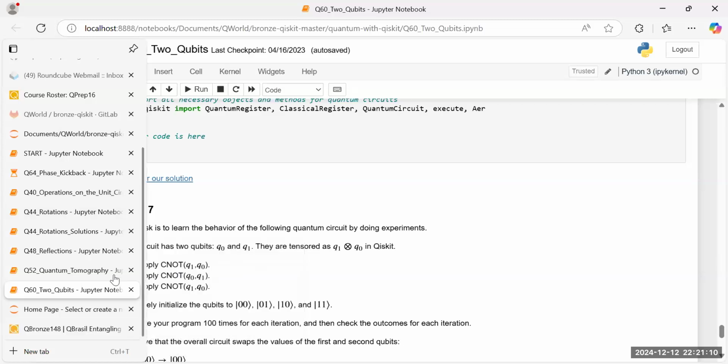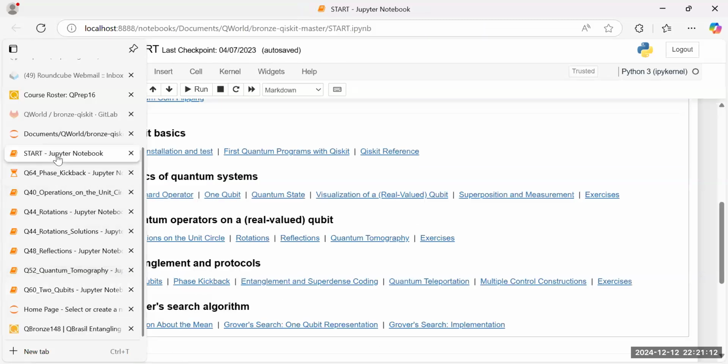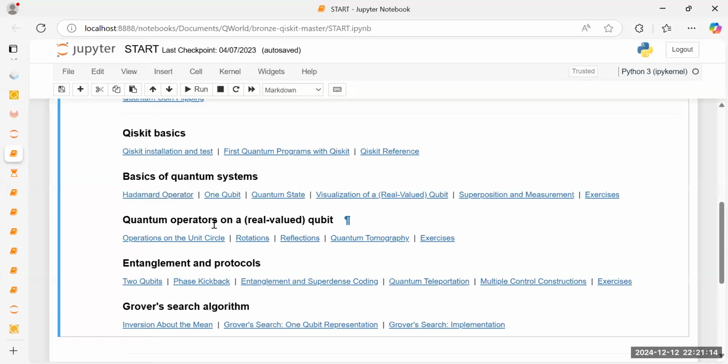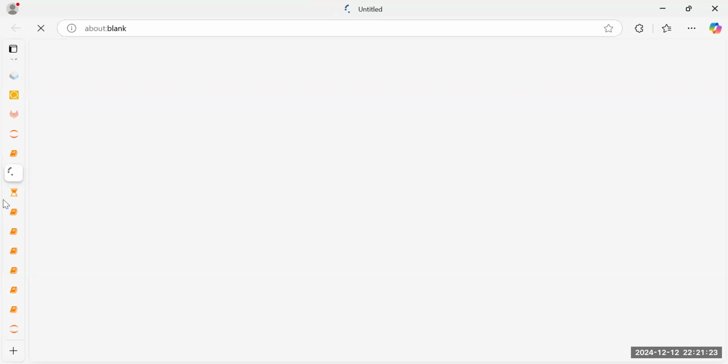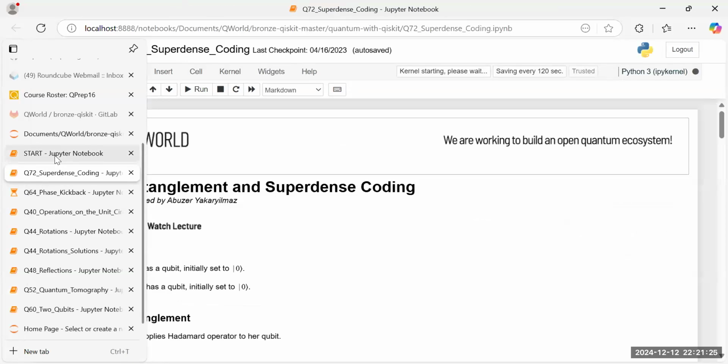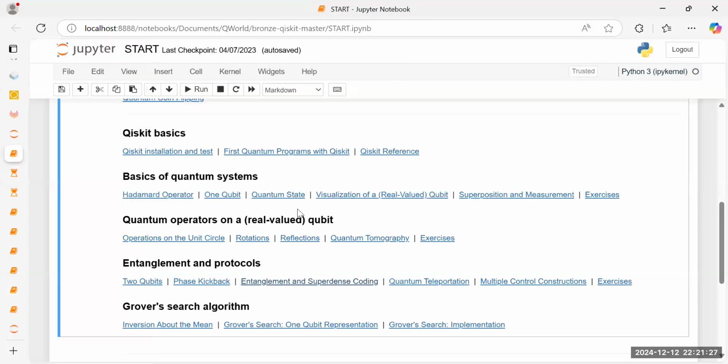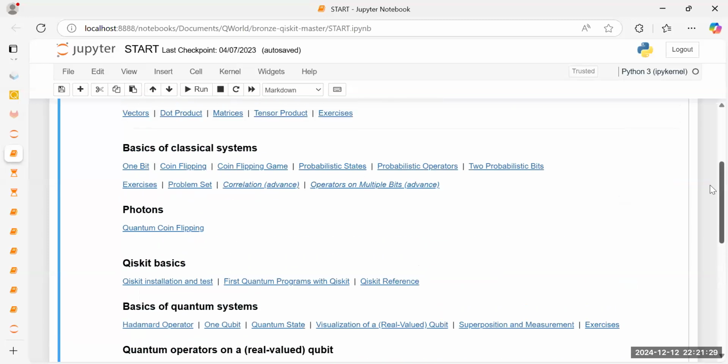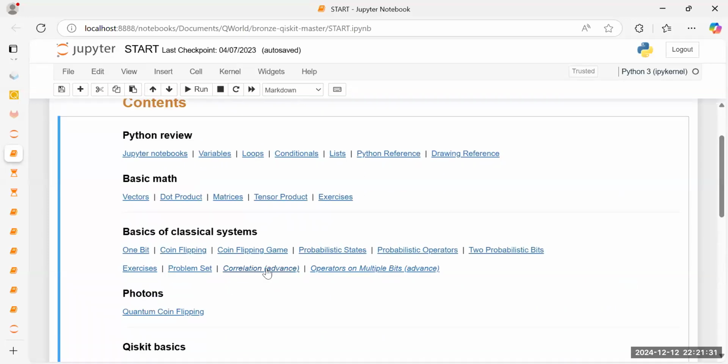I think that's pretty much everything I wanted to review. So I think I'm going to move on to entanglement and superdense coding. But before I even start off with entanglement, let's revisit correlation.